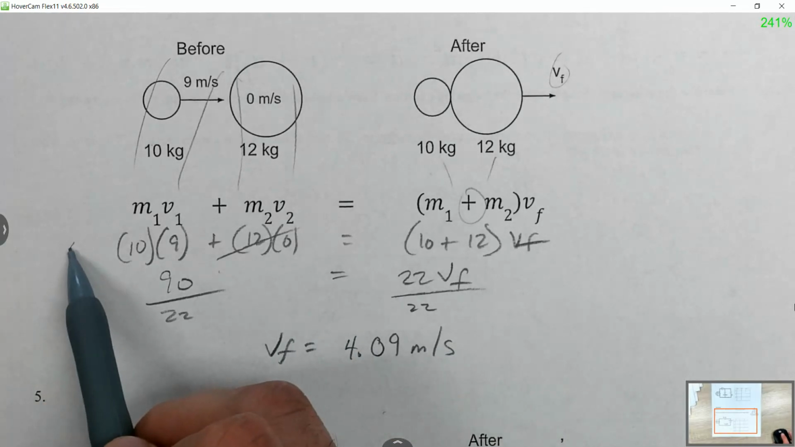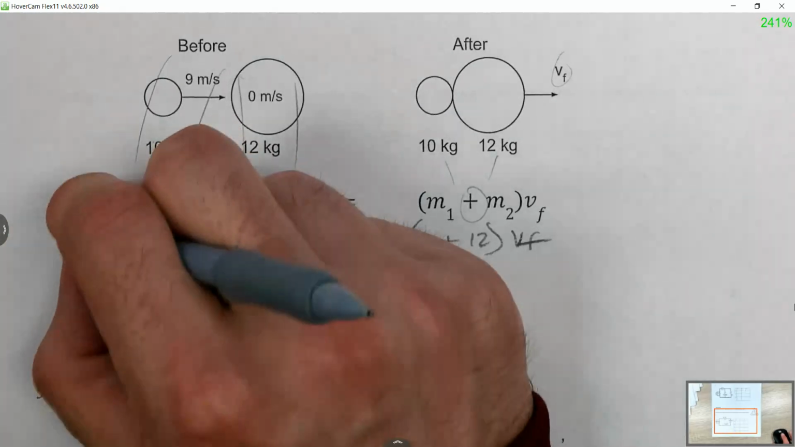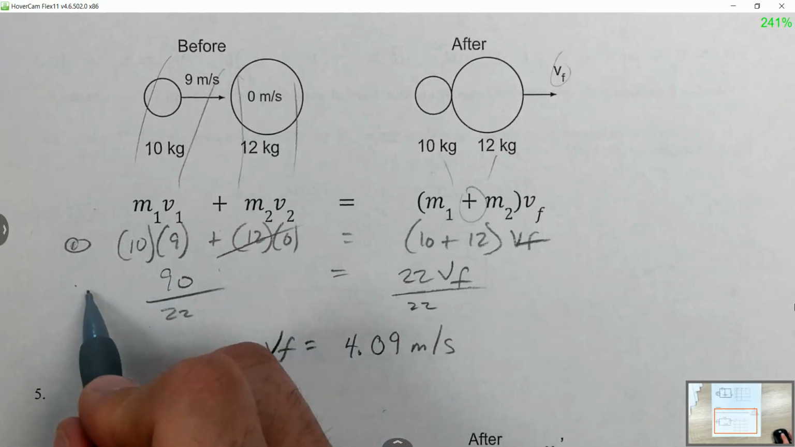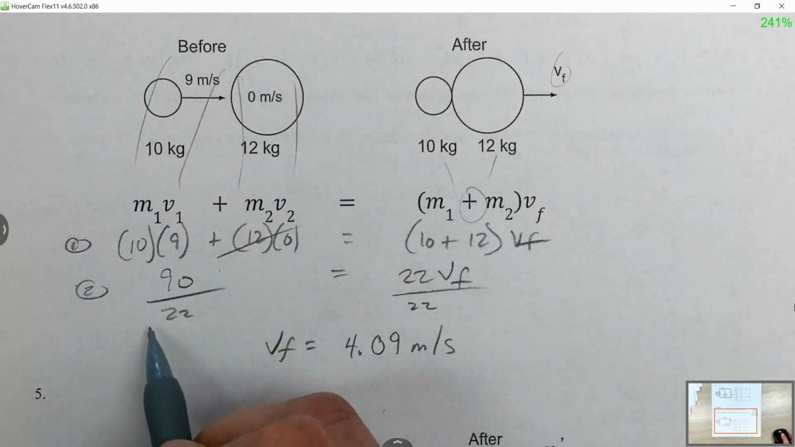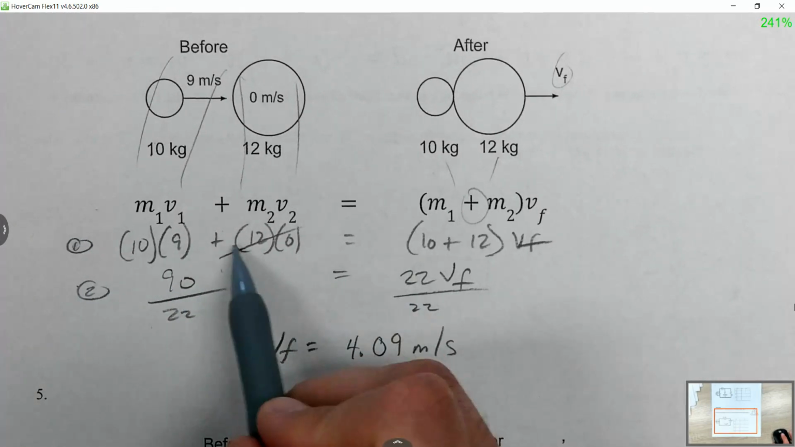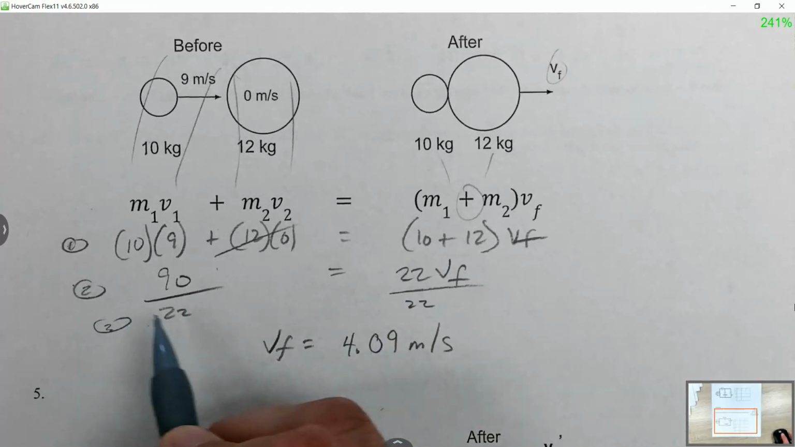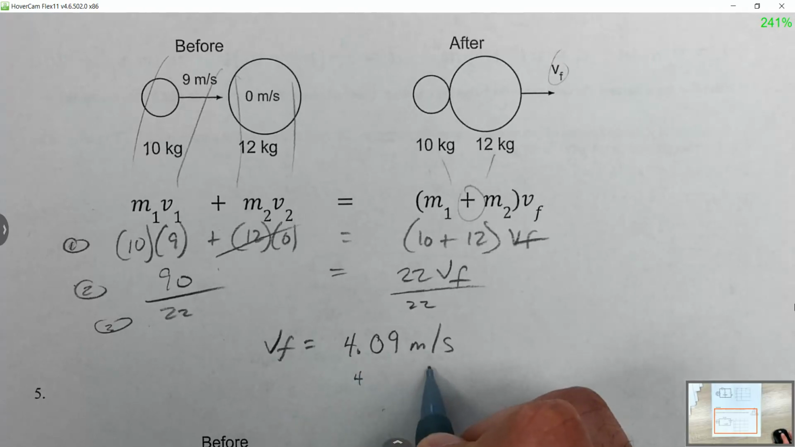So it's pretty much 1 point here for writing out this, 2 for this, 3 for doing our little dividing, simplifying, and then 4 and 5.